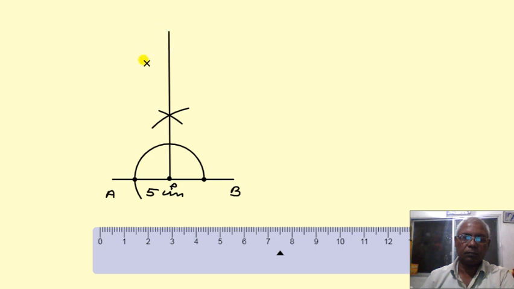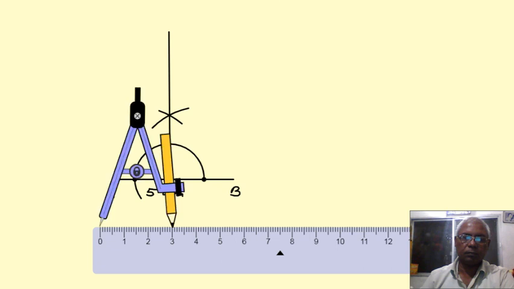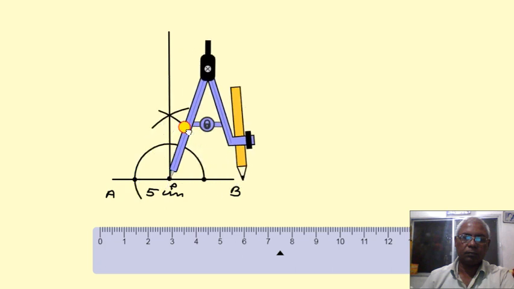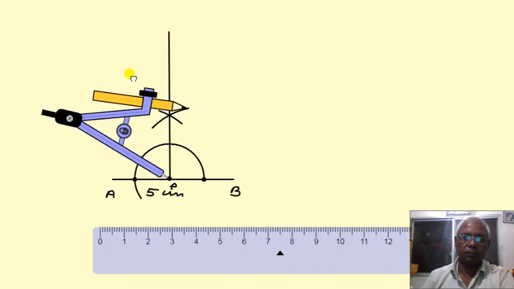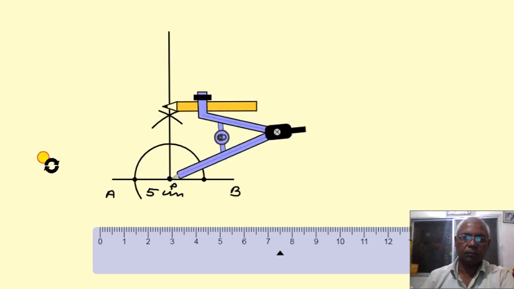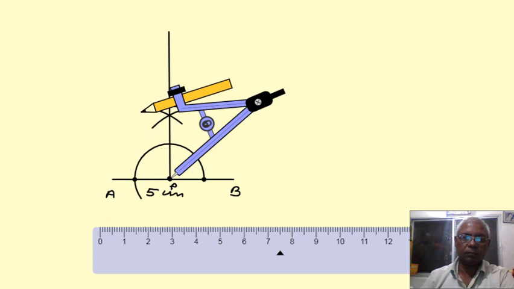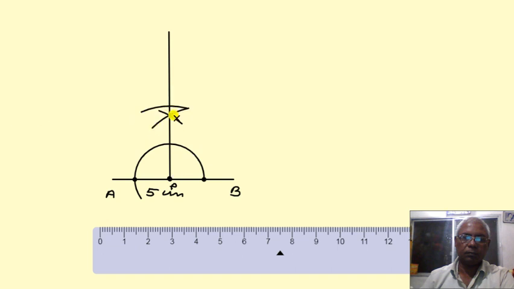Further, take a distance of 3 centimeters on this line. Now take a distance of 3 centimeters on the compass and cut from here, like this. Yes, now remove this.